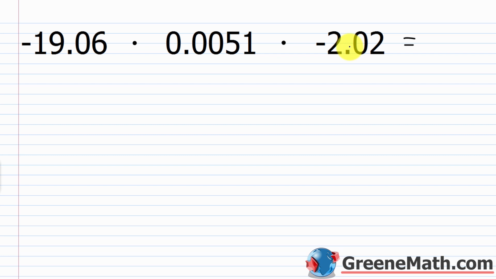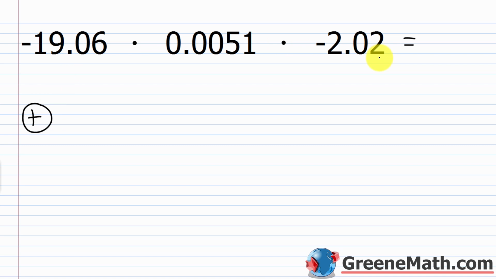Now, we know from working with integers that if we multiply more than two numbers and we have an even number of negatives, we're going to get a positive result, right? Each pair of negatives makes a positive. So I'm just going to go ahead and write that the answer is going to be positive. And now we can just think about these numbers as if they were all positive, right? We can just think about the absolute values.